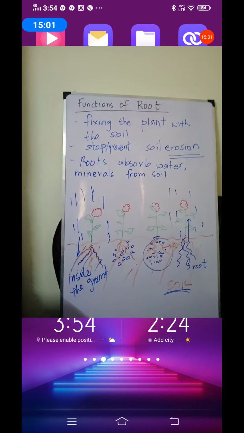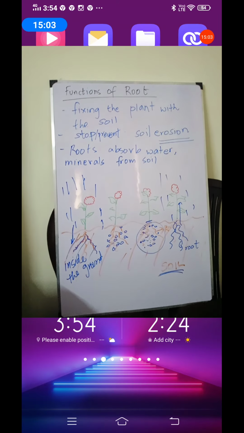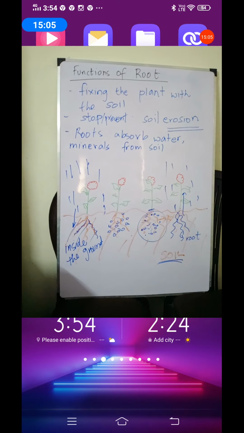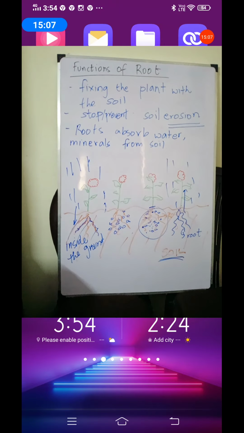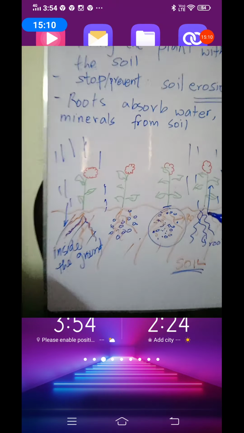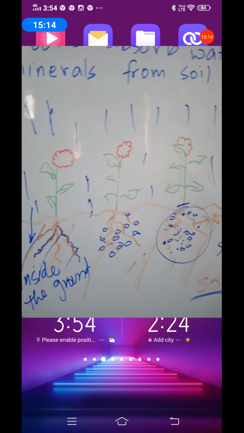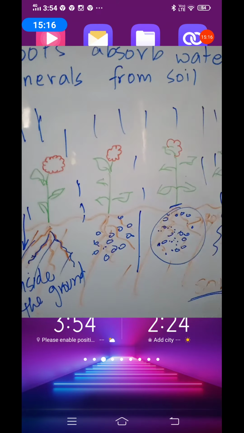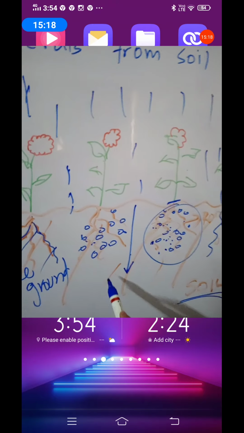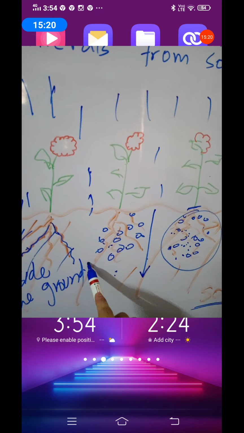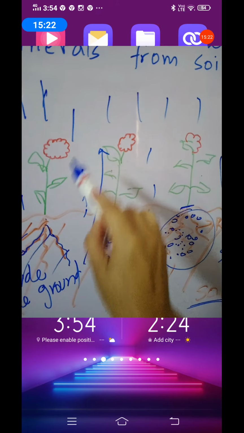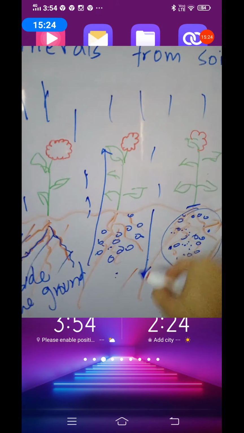And the third point is roots absorb water and minerals from the soil. So, as I told you, when we pour the water on the plants, the water first goes inside, and then from the roots, the water is going upward. It first goes inside to my roots.